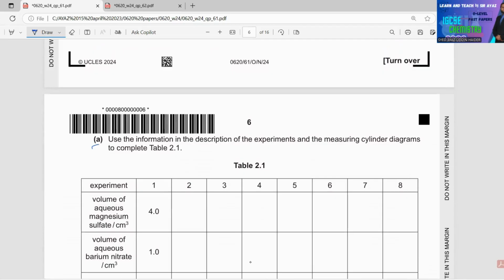A. Use the information in the description of the experiments and the measuring cylinder diagrams to complete table 2.1.